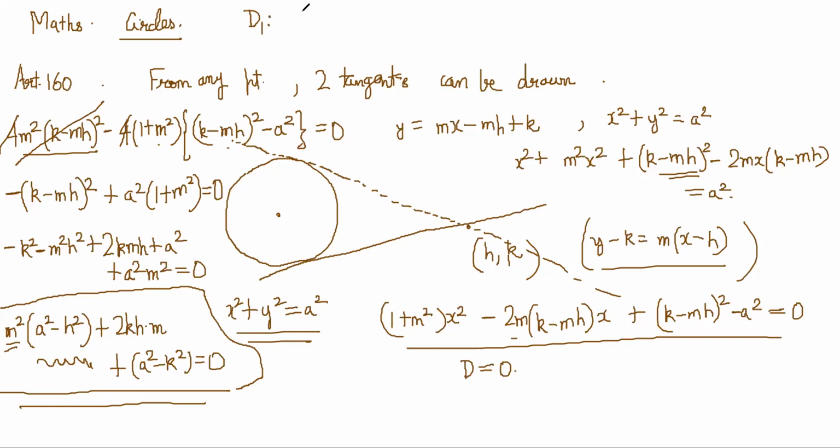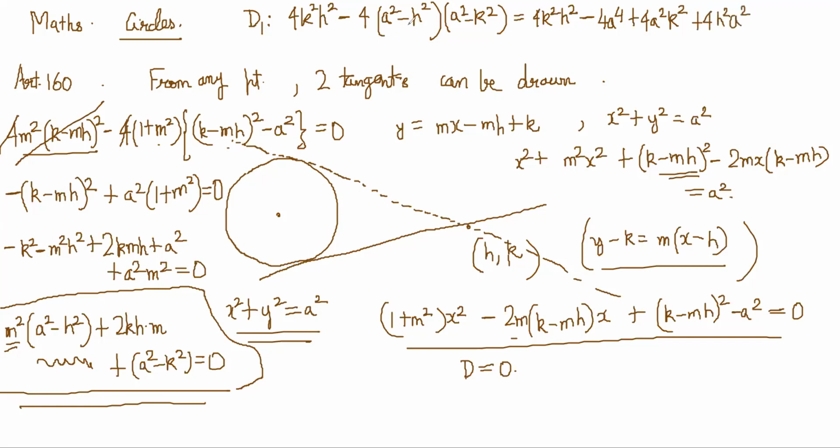The discriminant D1 of this quadratic is basically 4k square h square minus 4 times (a square minus h square) into (a square minus k square). So this becomes 4k square h square minus 4a power 4, minus 4a square k square becomes plus 4a square k square, and minus h square a square becomes plus 4h square a square, and plus h square k square becomes minus 4h square k square. So that last term cancels the first term.